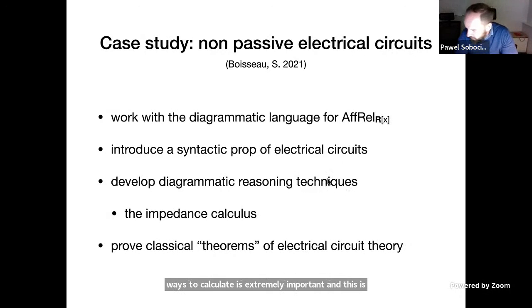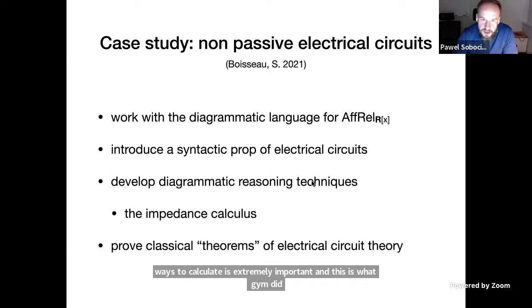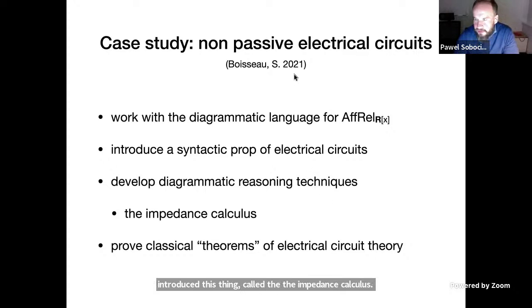He introduced this thing called the impedance calculus. And this appears in this paper, which we have together jointly at ACT last year. And the idea is that using this impedance calculus, you can really prove classical theorems of electrical circuit theory in an elegant way.